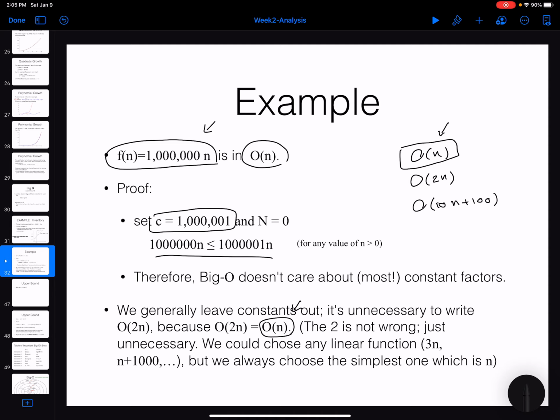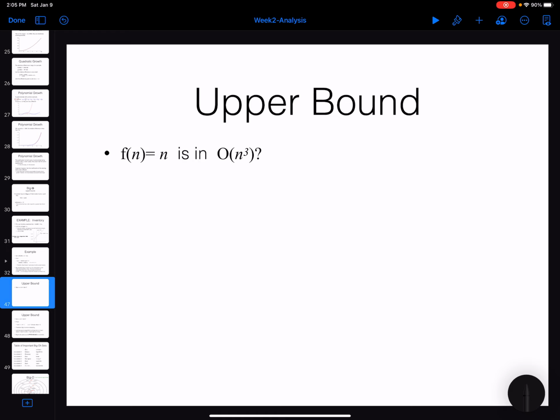But be careful, O of n is an upper bound. It is just talking about limiting the upper bound for your growth ratio. So can you answer this question for me? Can I say that f of n, which is equal to just n, is in big O of n power 3, big O of n cube? Can I say this?